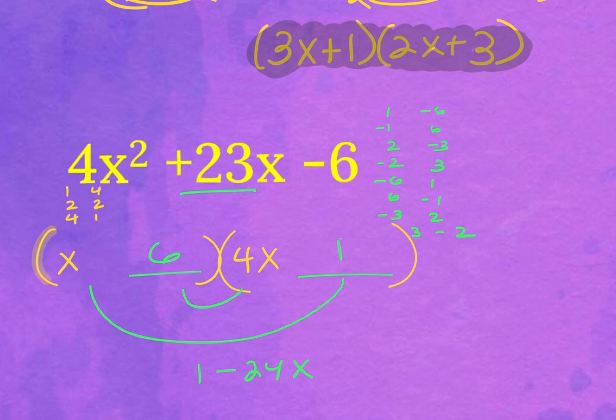So if we switch the signs, now I'd get my negative 1 and positive 24, and that's where the 23 comes from.